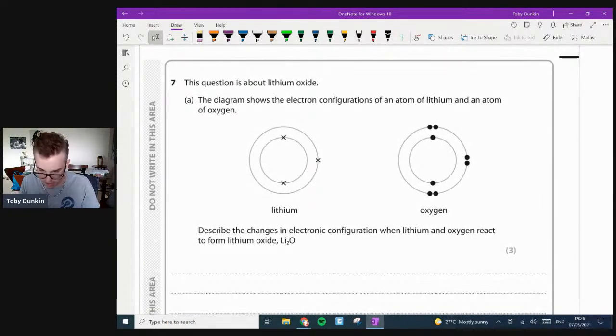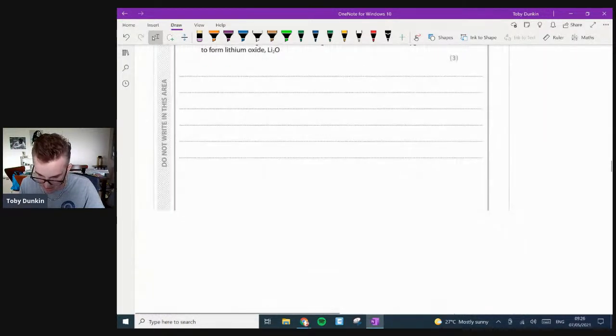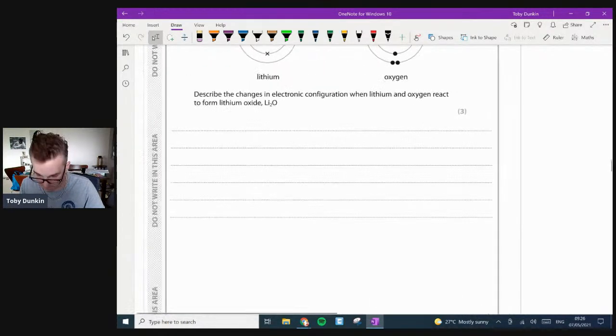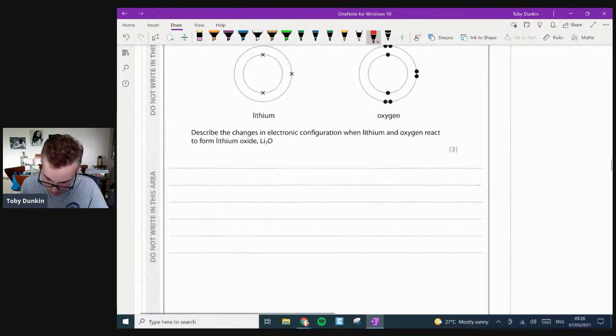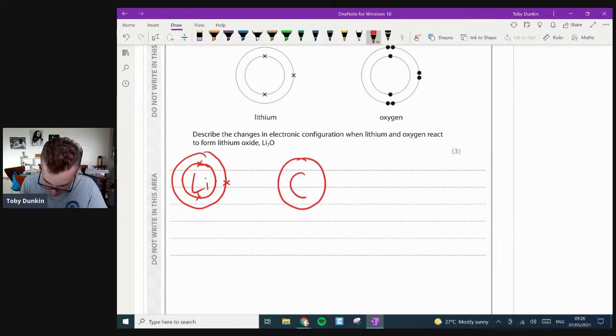Okay, nice bit of atomic structure. We've got lithium, we've got oxygen. Describe the changes in electronic configuration when lithium and oxygen react to form lithium oxide. 3 marks. We can actually do this in a diagram and score pretty much every mark, folks. We've got lithium, 2 electrons on the inner shell, 1 electron on the outer shell. That electron is going to be transferred to the oxygen.